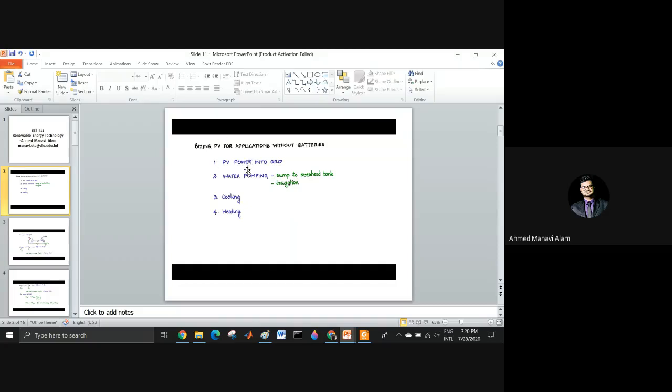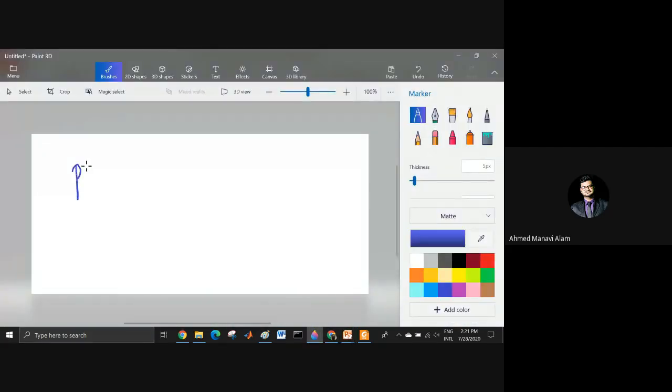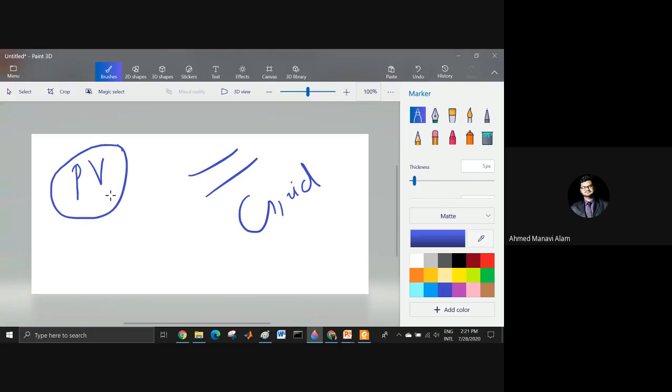Look here, these are the applications. You can put PV power into the grid. This is a very important phenomenon. Suppose you have a PV cell at your home, and this is your grid connection. You are providing the electricity of the PV cell into the national grid, and by providing the PV power output into the national grid, you are creating a vast network, and from that network you are also gaining electricity.